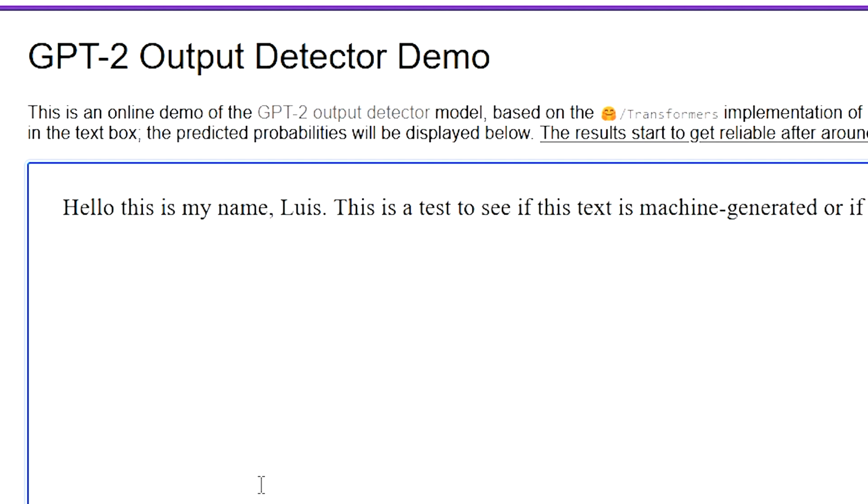First, let's start by talking about what ChatGPT is. ChatGPT is a large language model developed by OpenAI that is designed to generate human-like text. It has been trained on a massive dataset of human-generated text and can generate text that is difficult to distinguish from text written by a human.